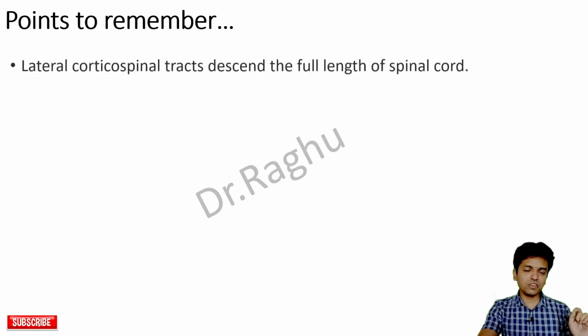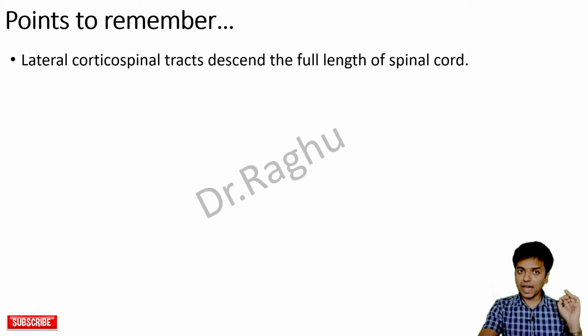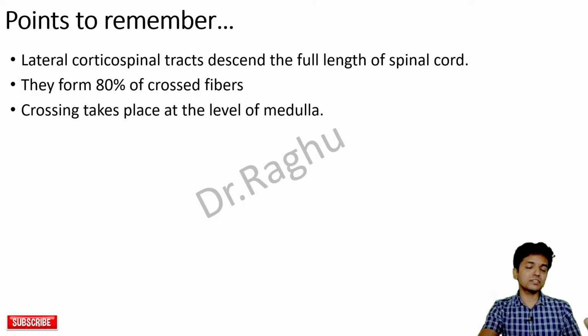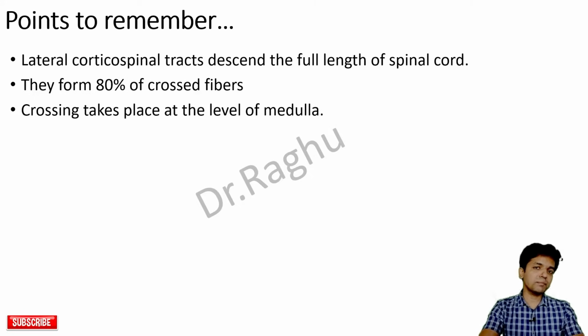Some points which we have to remember here is that the lateral corticospinal tract, which are the crossed fibers, are going to descend the full length of the spinal cord. They are forming the 80% of the crossed fibers. And where is the crossing over taking place? Crossing over is taking place at the level of the medulla.